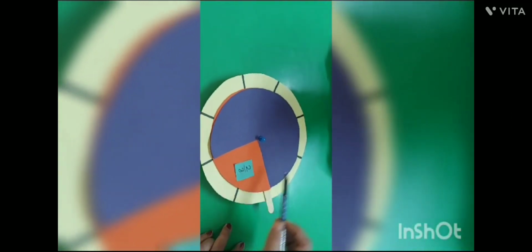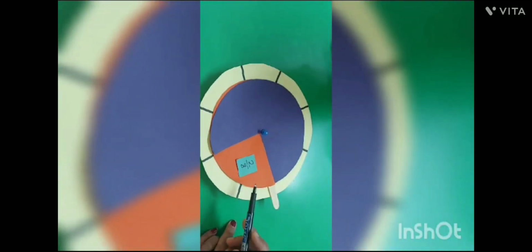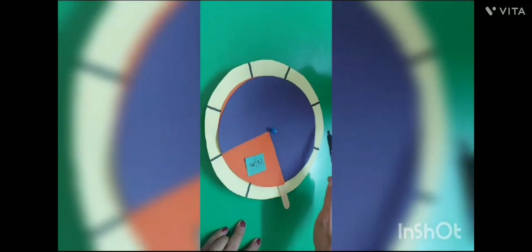So 2 parts are colored and the total number of parts is 8. So we can say here 2 upon 8. 1 and 2 parts are in orange color and the total is 8 parts. 1, 2, 3, 4, 5, 6, 7 and 8.